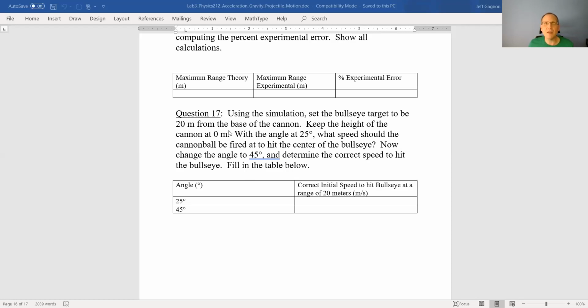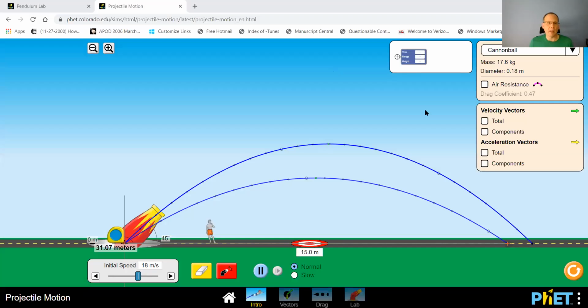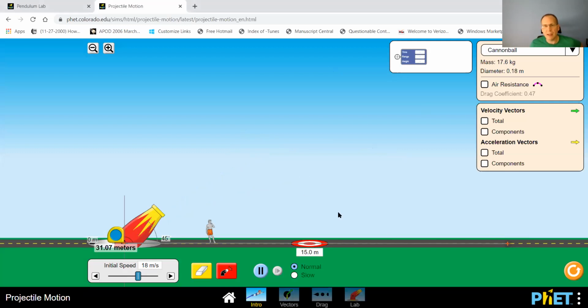So actually, let me show you that real quick. Okay, so here's the cannonball again. By the way, you can clear everything by pressing this yellow button with the eraser on it. It clears all the projectiles. You want to move this so that it's 20 meters away. And then you're going to do this at 25 degrees and then 45 degrees. So you're just going to play with this, right? You're going to play around with the initial speed.